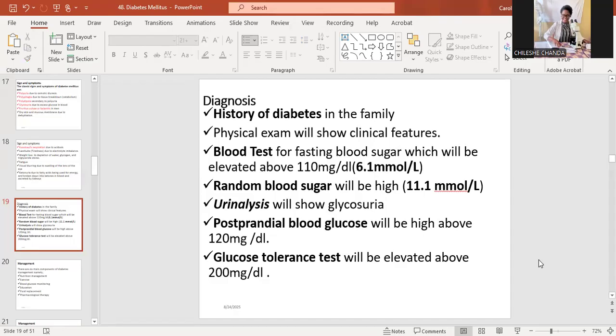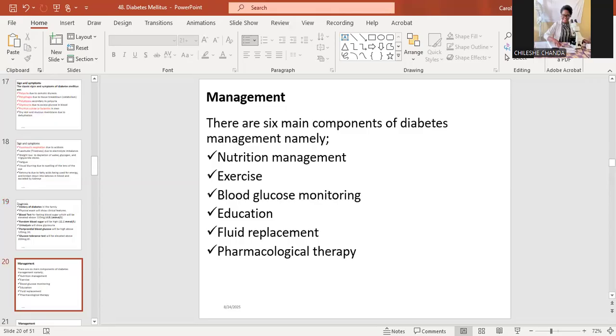Urinalysis will show glycosuria. You do a postprandial glucose check just after they eat. You check what their glucose levels are, and they may go as high as 120 milligrams per deciliter. The glucose tolerance test will be elevated. They will be unable to tolerate glucose. You can give the patient a sweet, and you'll find that immediately after they eat it, the blood sugar levels will rise above the way they're supposed to rise in a normal person who has no diabetes mellitus.